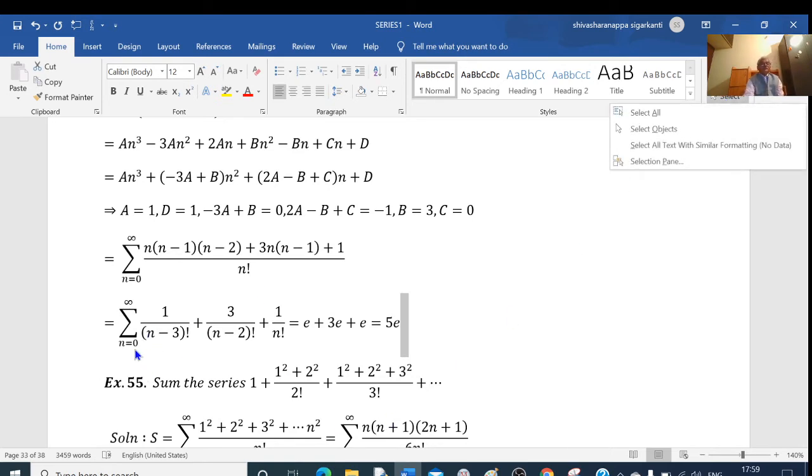Here the summation starts with n equal to 3. Then this is nothing but 1 plus 1 plus 1 by 2 factorial, 1 by 3 factorial, which is the value of e, plus 3 times the next sum. Here the summation starts with 2. Again, this is nothing but the value of e. Plus the last sum, where the summation starts with 0. Again, this is nothing but the value of e, 1 plus 1 plus 1 by 2 factorial plus 1 by 3 factorial plus 1 by 4 factorial. That is e plus 3 into e plus e. So e plus 3e plus e is equal to 5e.